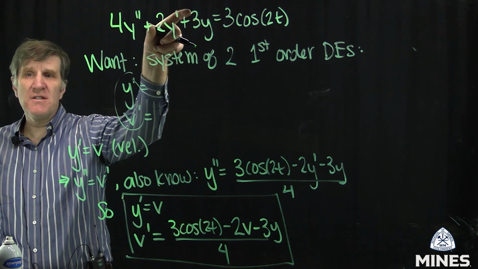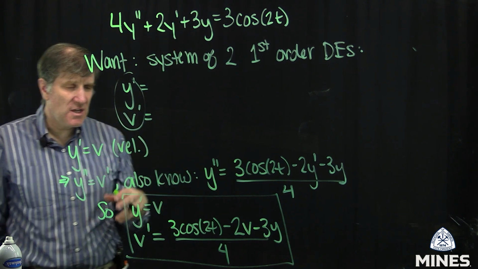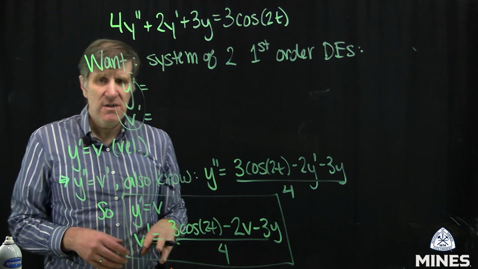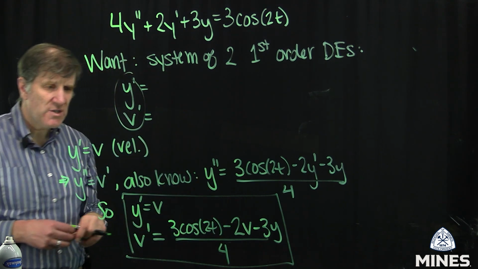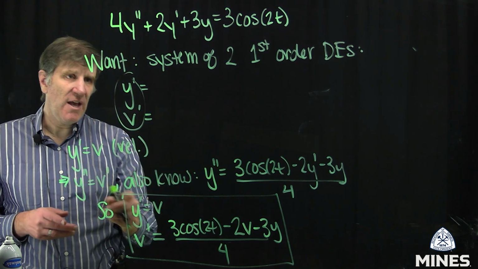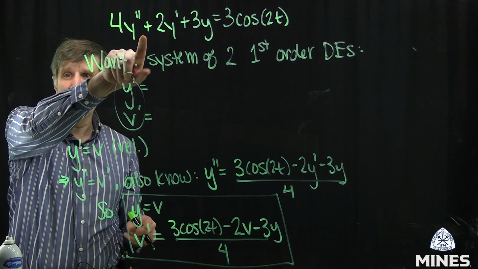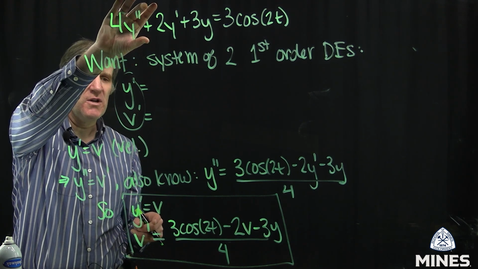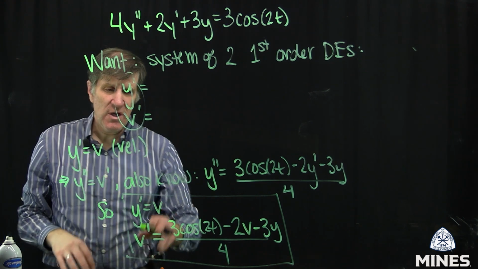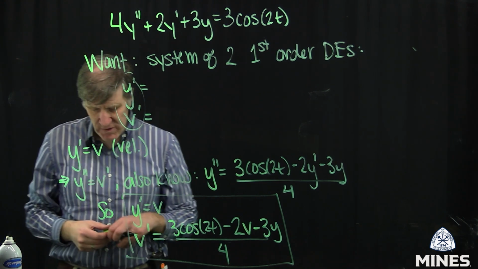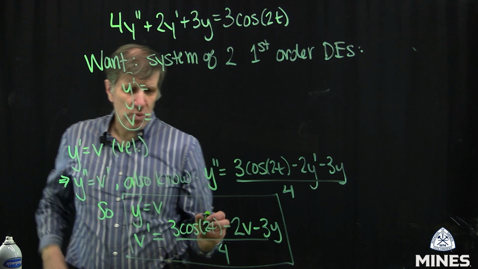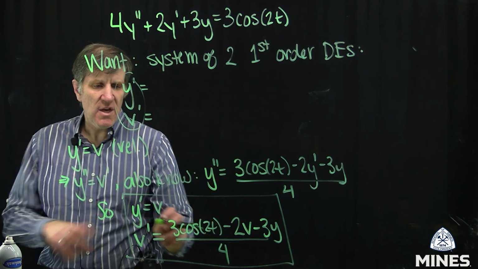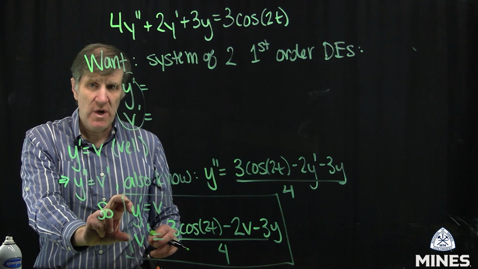This is my system of two first-order differential equations. It's equivalent to this second-order differential equation in the following sense. If I can solve this system of two first-order differential equations, I will have y of t and v of t, and y of t is the solution here. So I will have the solution to this second-order differential equation if I have the solution to this system of two first-order differential equations.